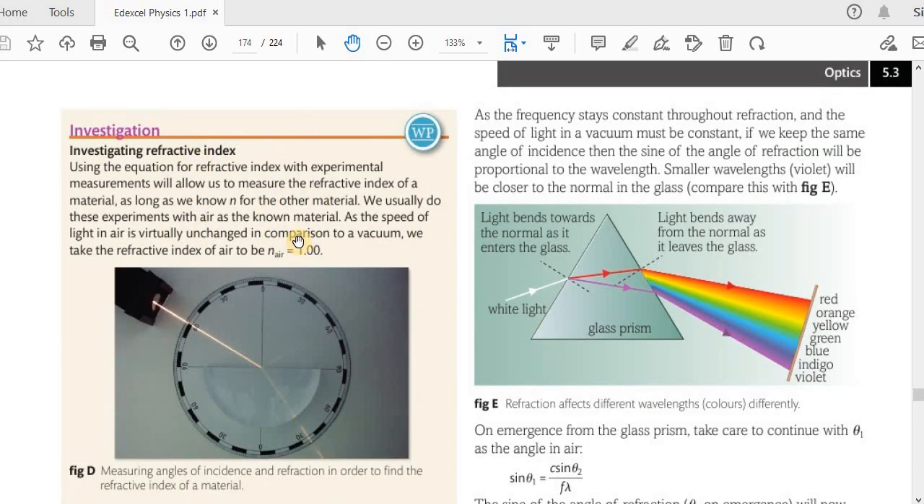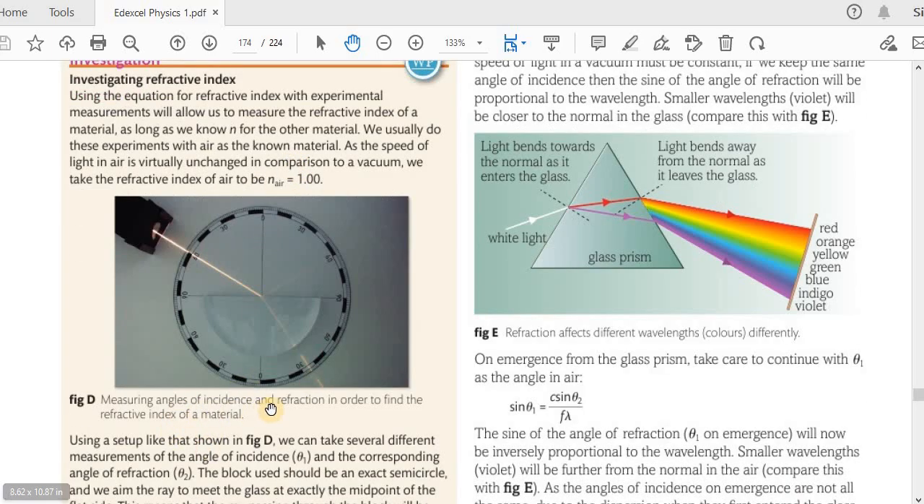You can read this again if you don't understand it. And this is the diagram picture, measuring angle of incidence and refraction in order to find the refractive index of a material. So this is the angle of incidence. See, it's between the normal and the ray. This angle here is the angle of refraction. Again, you can see it's the angle between the refracted ray and the normal. This is the boundary. You can see here it's one material. Here you can see it's another material. You can see a reflection here. Here you can't see a reflection.